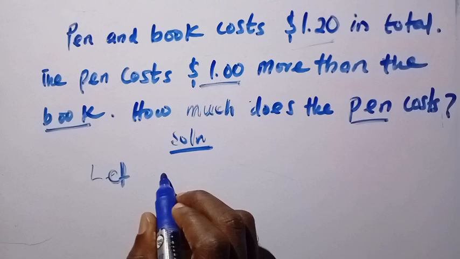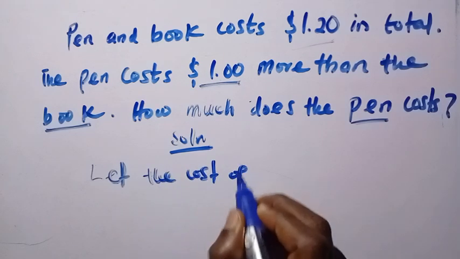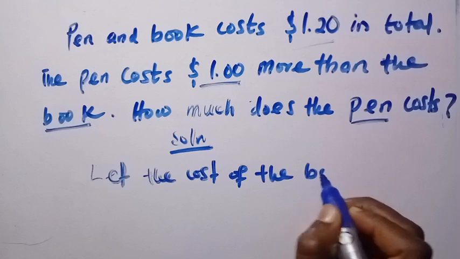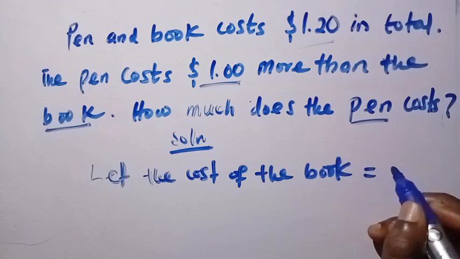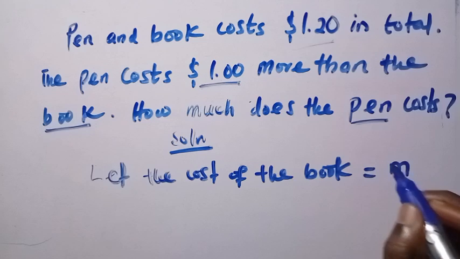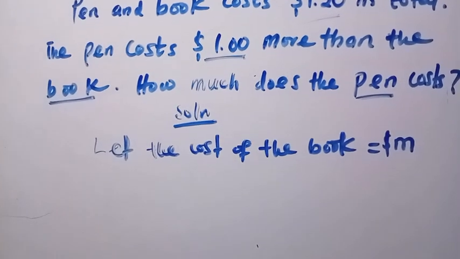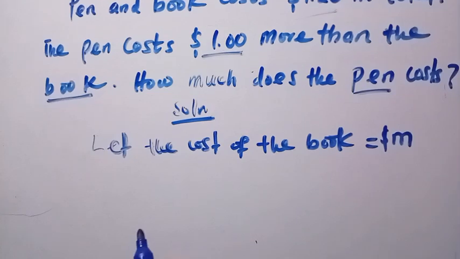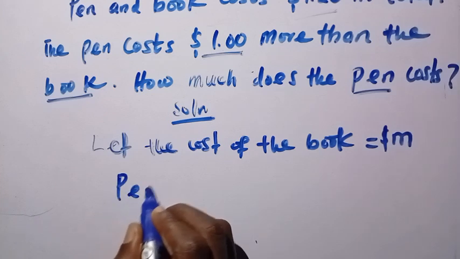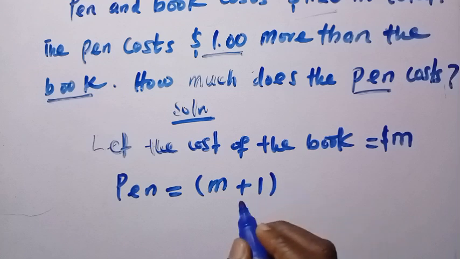So let the cost of the book equal M, in dollars. Suppose we have it as $M, and the pen is $1 more than the book. So therefore, the price of the pen becomes M plus 1 in dollars.